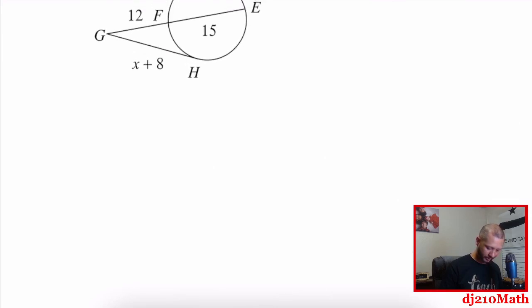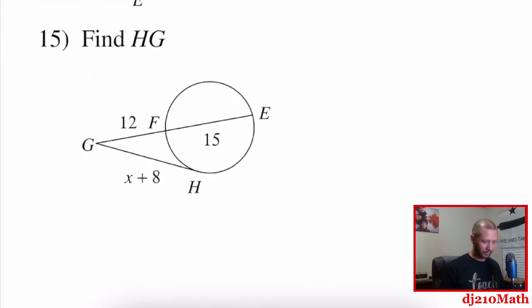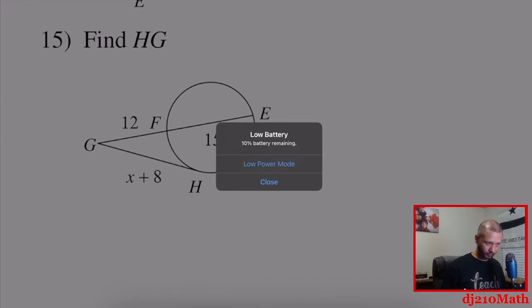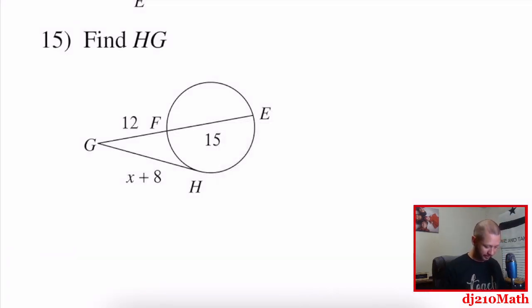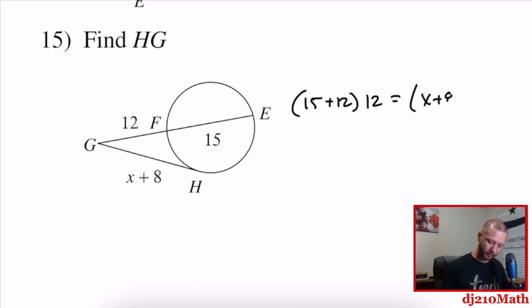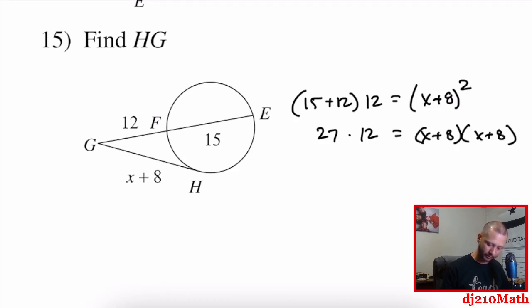Okay, we're almost there. Let's go. All right, 15. Okay. This is going to be the whole secant line, right? 15 plus 12 times the outside part is equal to the tangent part squared. So 15 plus 12, 27 times 12 is equal to x plus 8 x plus 8. So we have to FOIL the right-hand side.